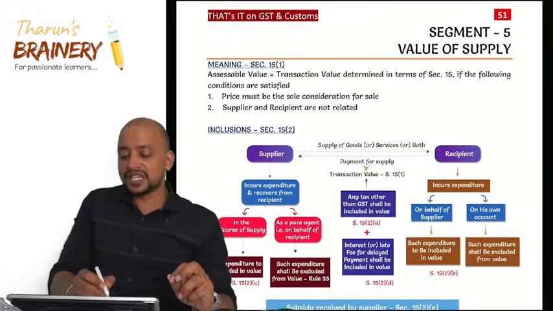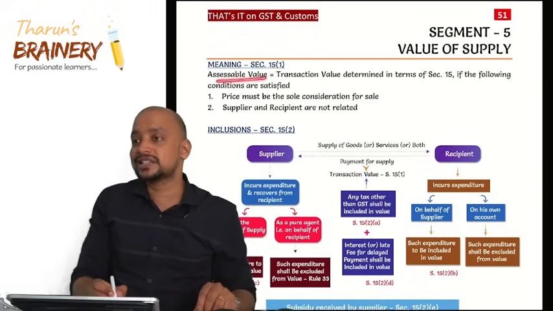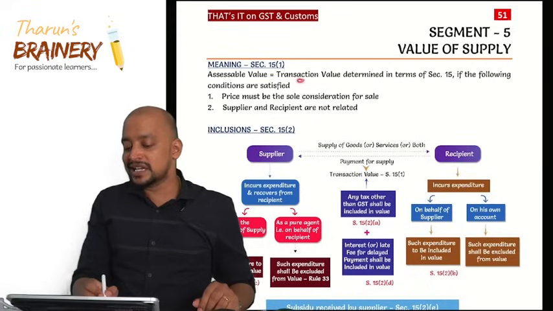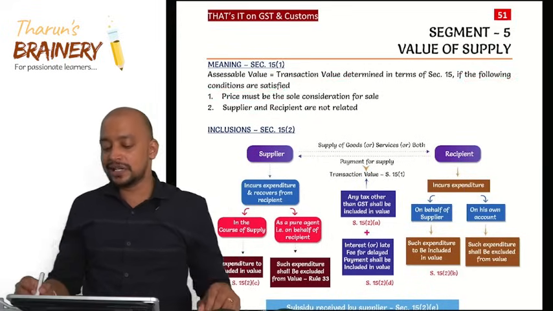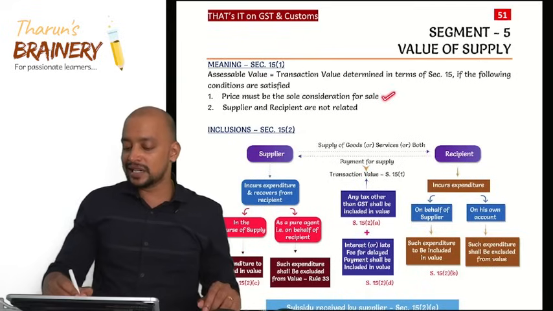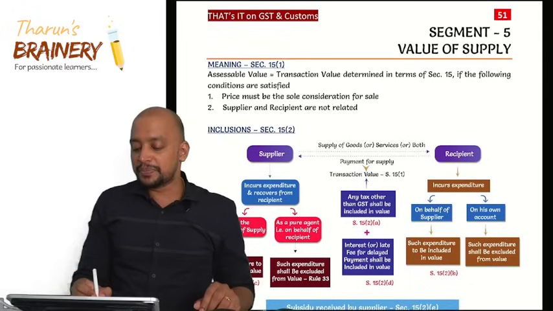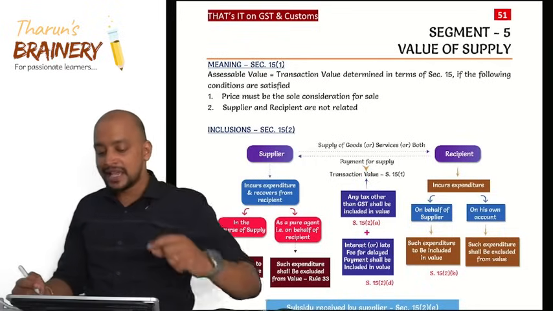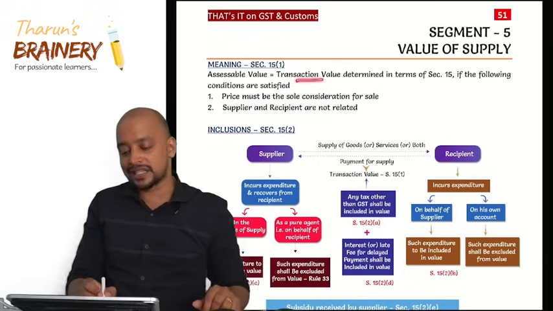Section 15, subsection 1 says that assessable value means the value on which GST is assessed. That assessable value will be taken as the transaction value if the following conditions are satisfied. What are the two conditions? Price must be the sole consideration, and supplier and recipient are not related. If supplier and recipient are related, then assessable value is not equal to transaction value and we need to determine the value as per rules. Same way, if price is not the sole consideration, then also we will not take transaction value.